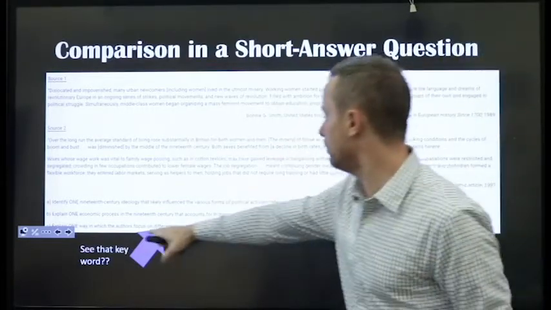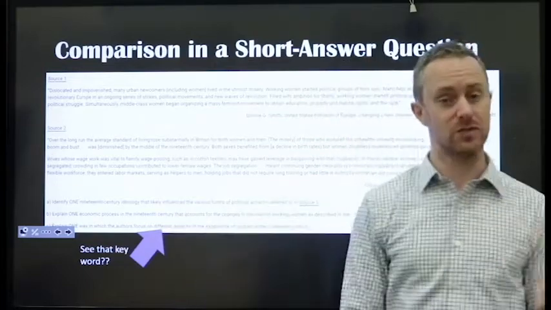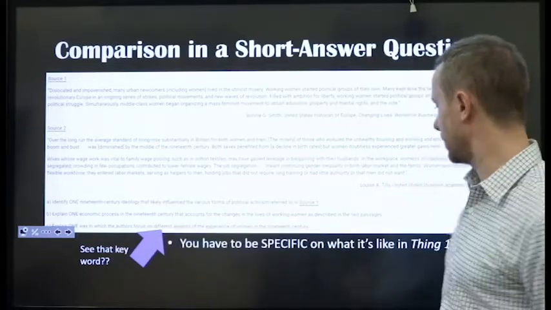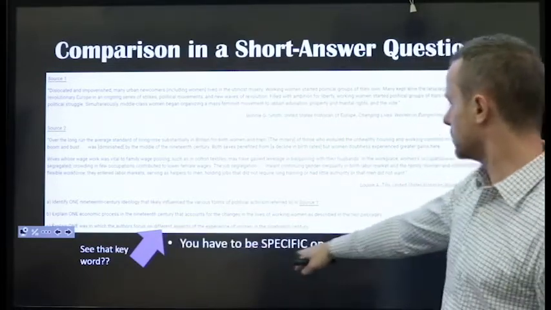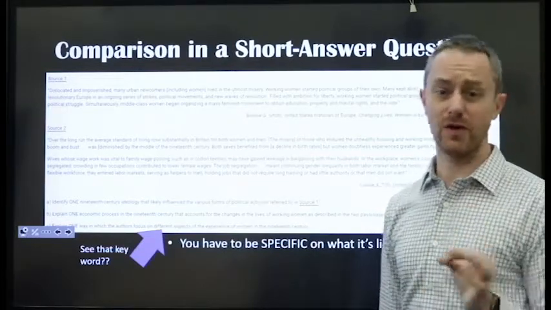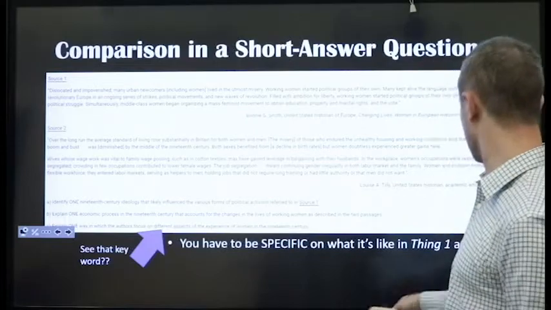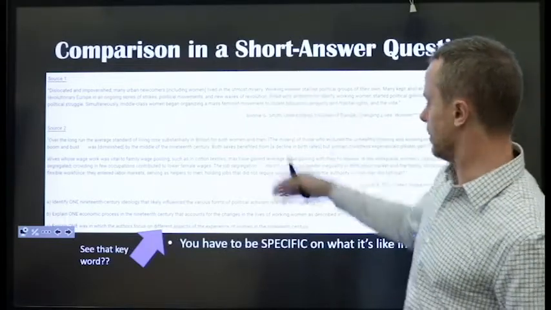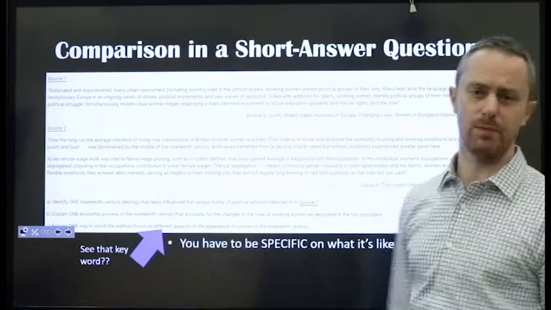So you want to be able to identify those differences. You may have to identify a similarity, but basically when you're asked to do this for an SAQ, it's imperative that you are very, very specific on those things. So thing 1, source 1, thing 2, source 2. That's what you're being asked to do.